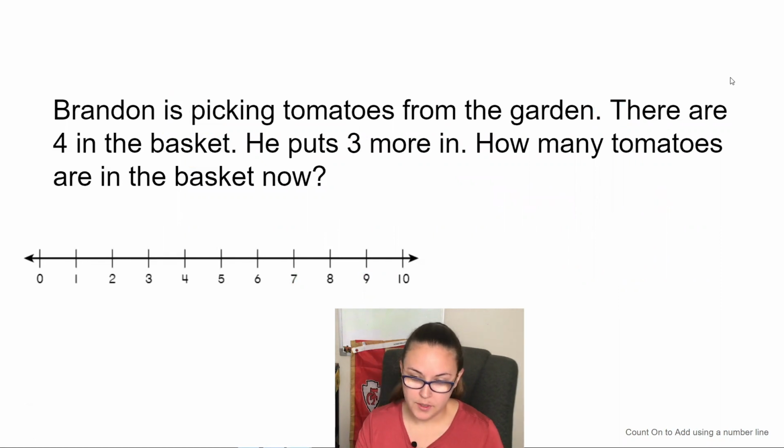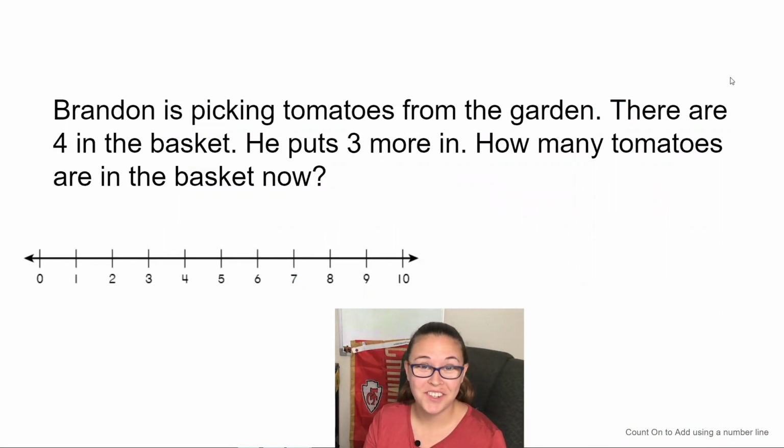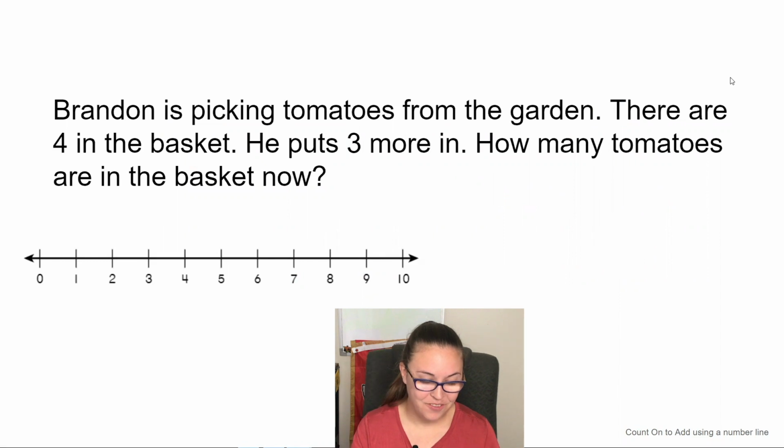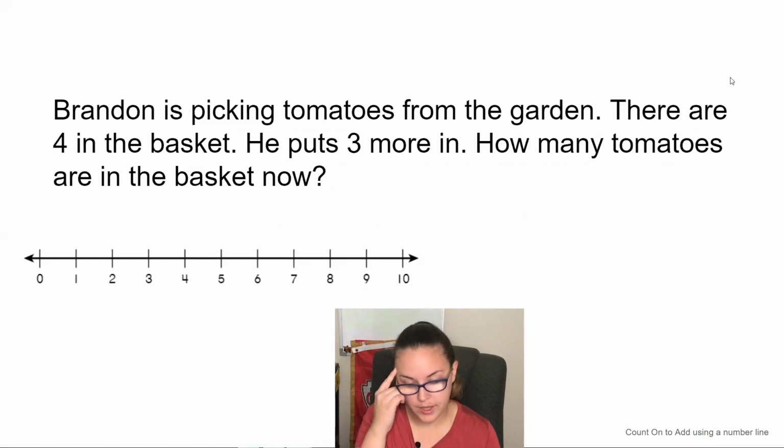So here's the second question. Are you ready to try it out? Remember, step 1 is to read the whole question. Brandon is picking tomatoes from the garden. There are 4 in the basket. He puts 3 more in. How many tomatoes are in the basket now? So let's think about the problem and the story that it's telling us.